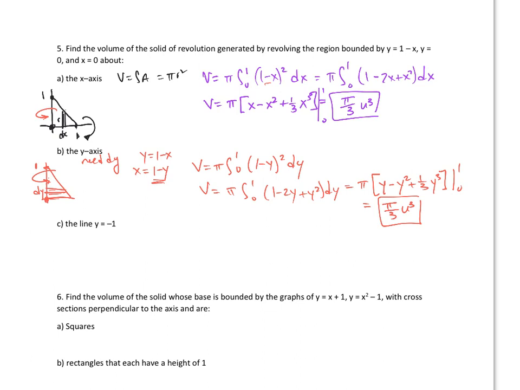Let's work out the next one. On the next one, we've got the same thing again, but this time we are rotating, and I want you to be careful with this one, about the line y equals -1. Here's 1, there's 1. So we're taking this, and we are going to rotate it.